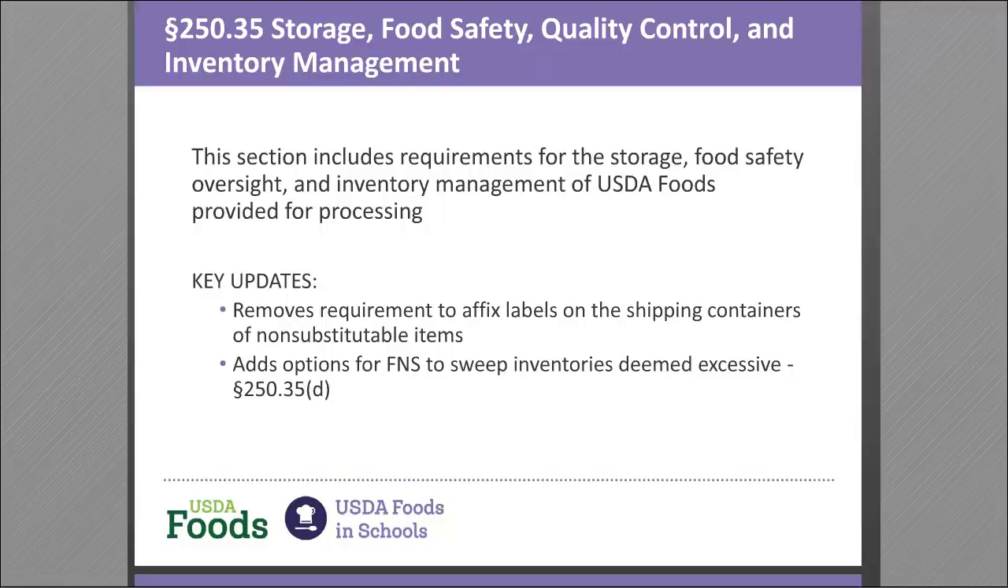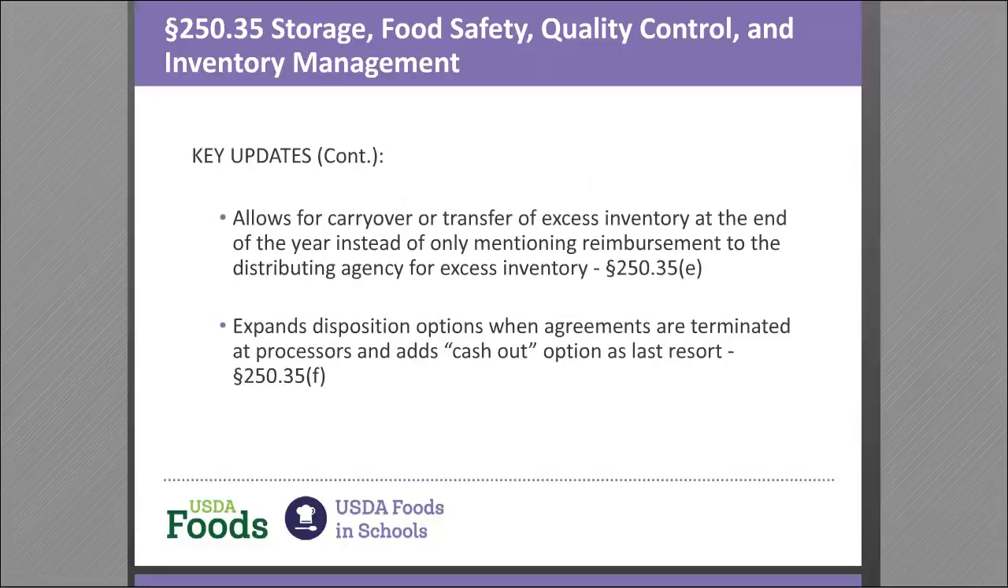We also allow FNS to sweep inventories deemed excessive. FNS can require an inventory transfer to another state distributing agency or processor when inventories are determined to be excessive for a state distributing agency or processor, i.e., more than 6 months of on-hand inventory, or exceeding the established inventory protection to ensure full utilization prior to the end of the school year.